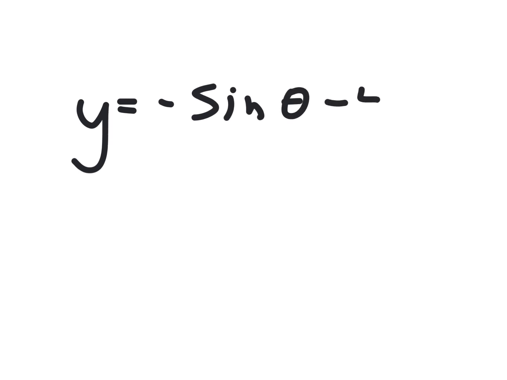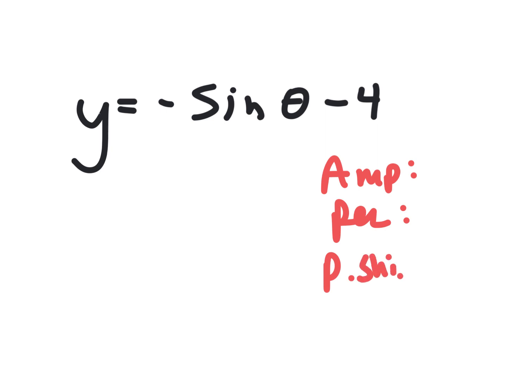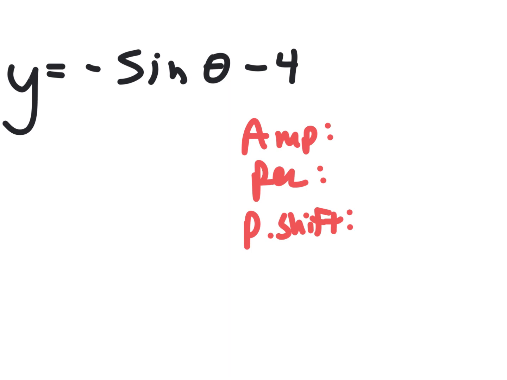All right, so let me give you one more. y equals negative sine of theta minus 4. I'd like you to just answer these questions. What's the amplitude? What's the period? What's the phase shift? Don't even graph it. Just tell me what's the amplitude, what's the period, and what's the phase shift.